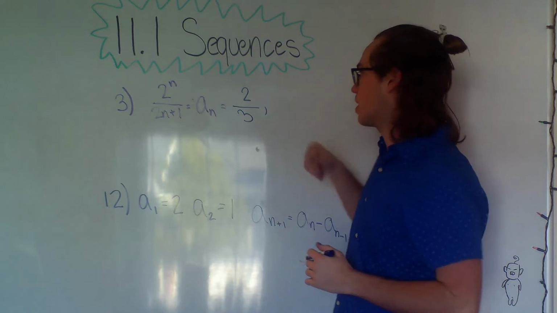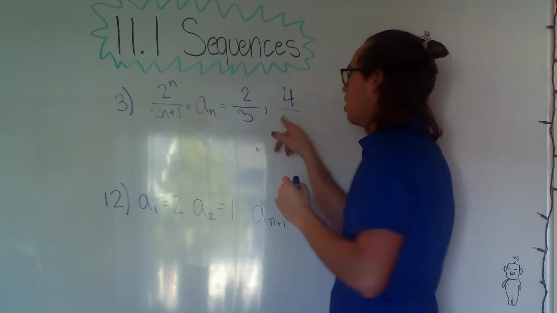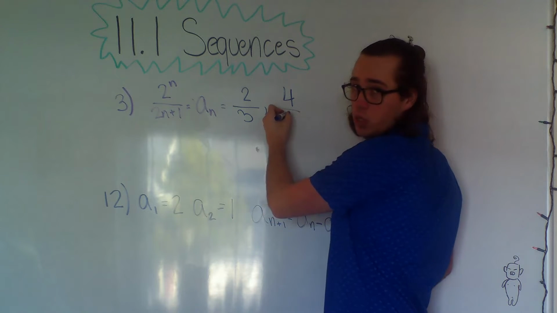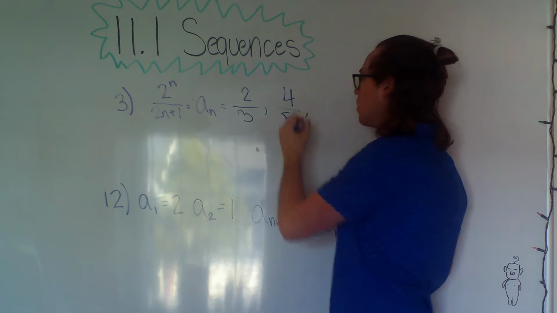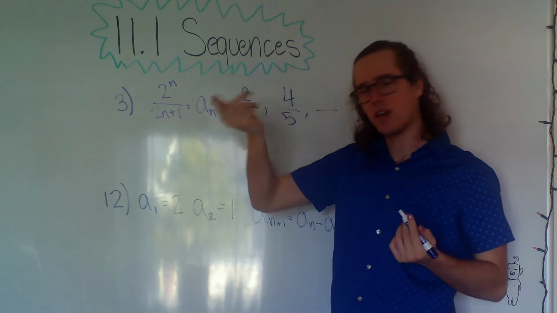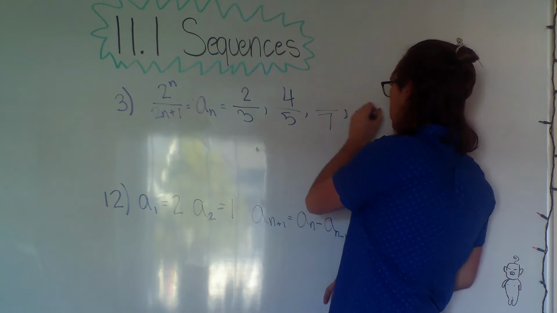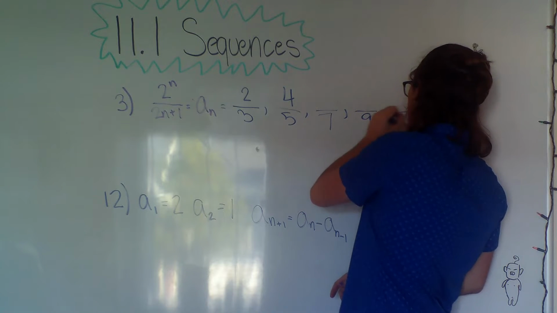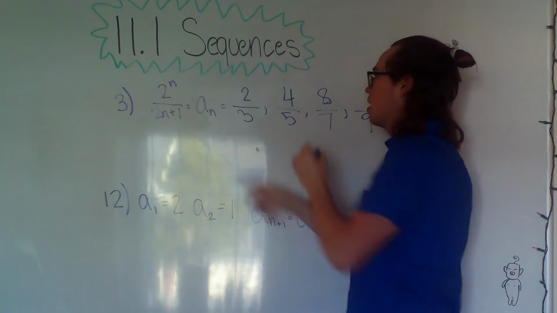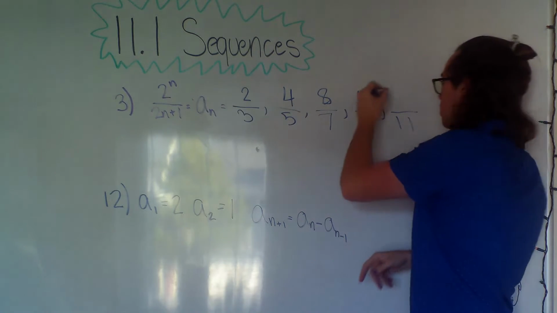And then we plug in 2. Well, we have 2 squared, which is 4, over 2n plus 1, which is 2 times 2 plus 1, which is 5. If we notice, this just means an odd number, so it's every odd number, so then that's going to be 7, and then 9, and then 11. And then we just do powers of 2, so this is 2 cubed, which is 8, this is 2 to the 4th, which is 16, and this is 2 to the 5th, which is 32.